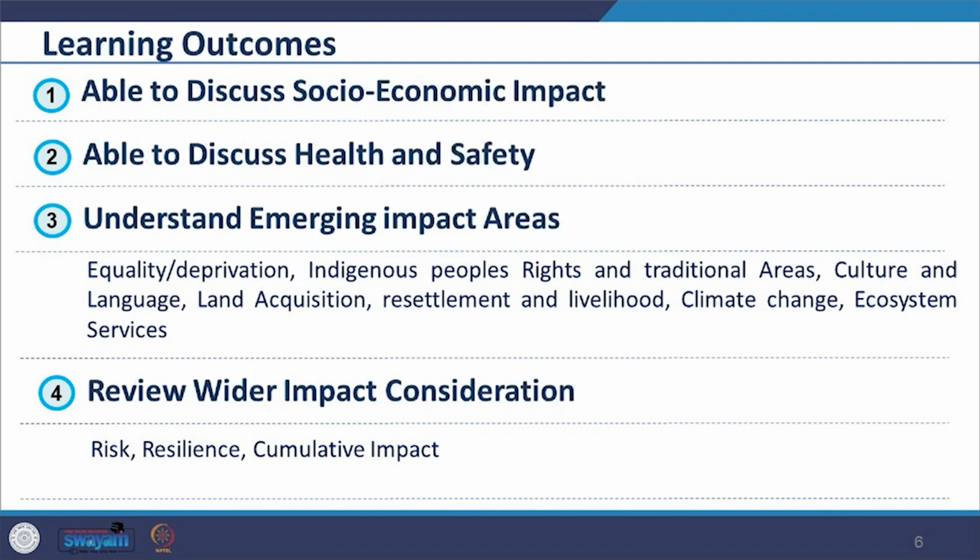Further, the learning outcome expected from you is that you should be able to discuss the concept, purpose, significance and pattern of socio-economic impact. You should be able to talk about the concept of health and safety. Then further you should be able to discuss the emerging impact areas. You should review in what context we are talking about them, why we are talking about them, and how the EIA process is improving here. So you would be required to reflect a lot and connect with the previous week's lectures here.